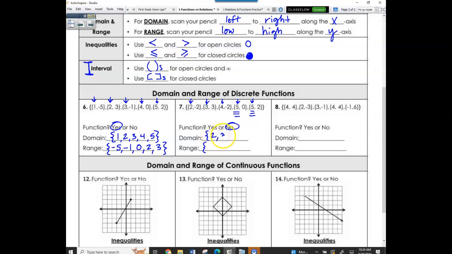Very good. You do not have to list the 5 twice. You only have to list it one time. If you listed it twice, take your pencil and just put a slash through the second one to let you know you don't need to write it twice. You can only list it one time, and that's good. Quincy, what'd you get for range?